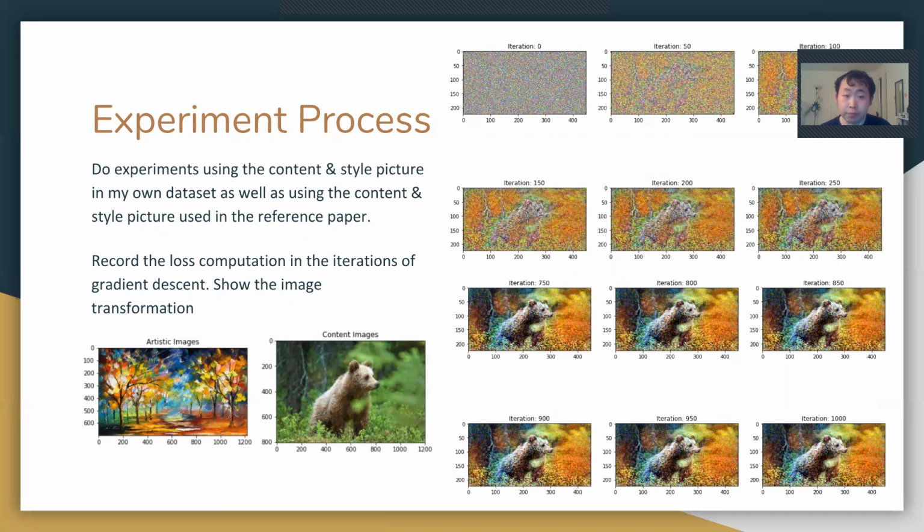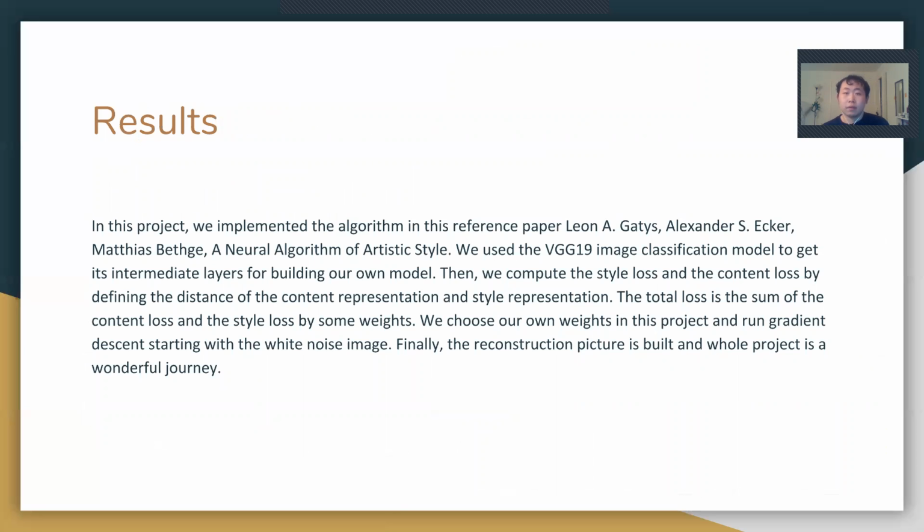Then I can show you the experimental process. After I compute the loss in the iterations of gradient descent, I can show you the image transformation process. For example, at iteration 1, you can see that it is almost a noise image. As iterations increase, like at iteration 1000, we can see there's a colorful bear. I have done 2 experiments. In one experiment, I use the content and style pictures in my own dataset. In the other one, I use the content and style pictures from the reference paper. In short, I can show you the results.